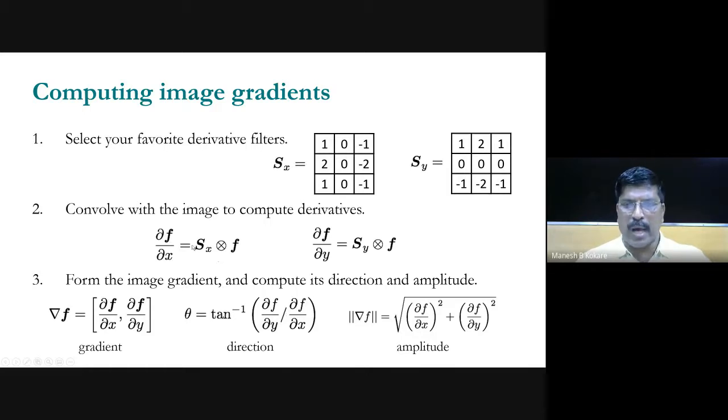So whatever this value is, it comes here at that particular location. This value is divided by this value, and then tan inverse is taken on that. That gives the direction, and this gives the magnitude. Magnitude is nothing but the strength of your edge, and this direction will give you the direction of that edge, and so on. Right.